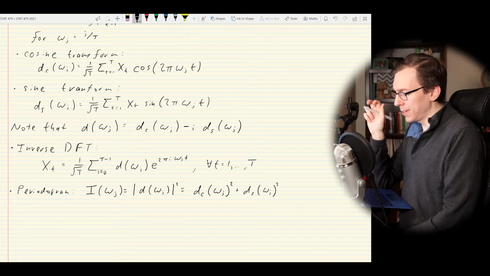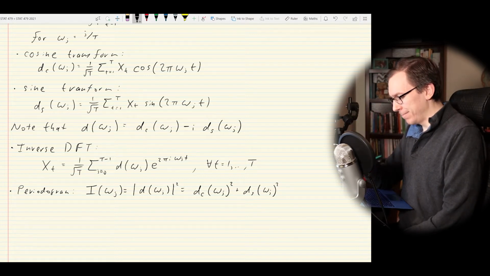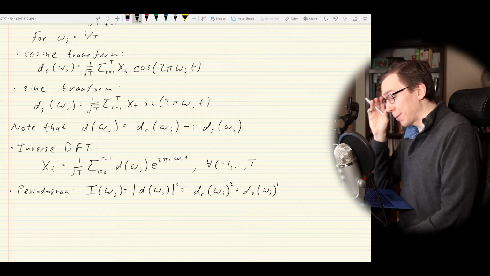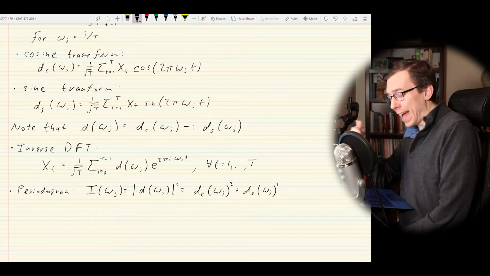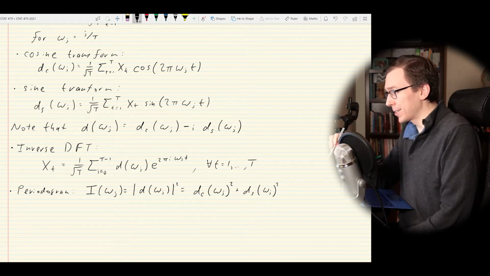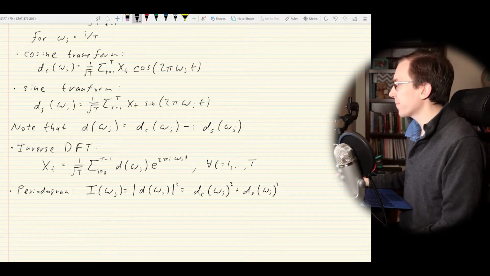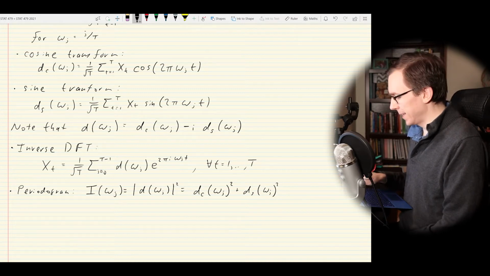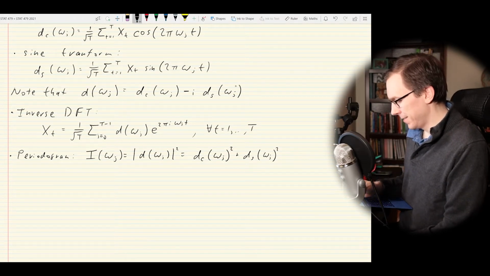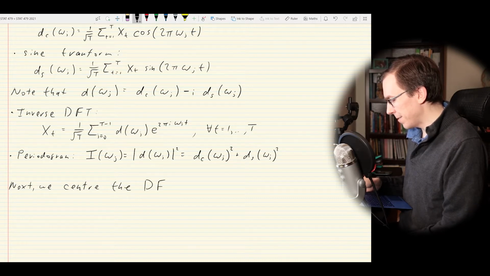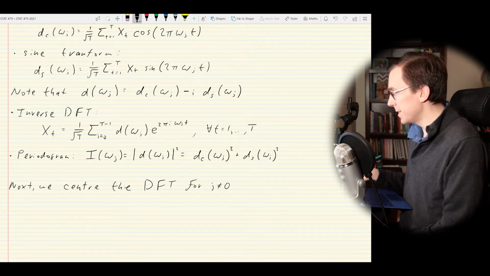But now what we're going to do is look at the periodogram a little bit closer, because ultimately we're plugging data in there. So we're estimating, in some sense, the periodogram. And I want to understand what it is that we're estimating when we plug data in. So first of all, we're going to center it. So next, we center the DFT for j not equal to 0.